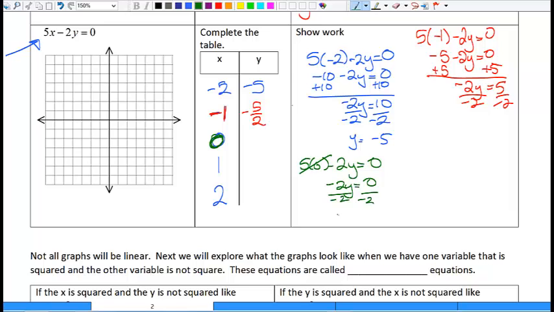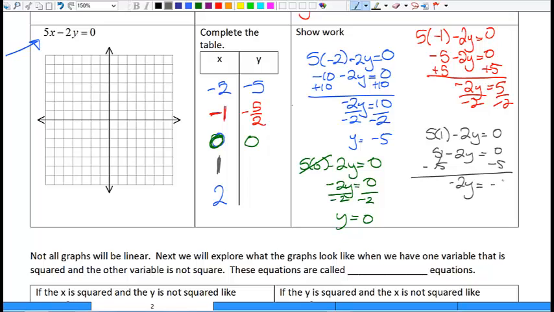Divide both sides by -2. I'm getting y is equal to 0. That's a good point. Nice, good point to graph. Let's see. Let's try gray. I'm going to do 1 in gray. So I have 5 times 1 minus 2y equals 0. So that's 5 minus 2y equals 0, minus 5 from both sides. And I have y equals negative divided by negative is a positive 5/2.